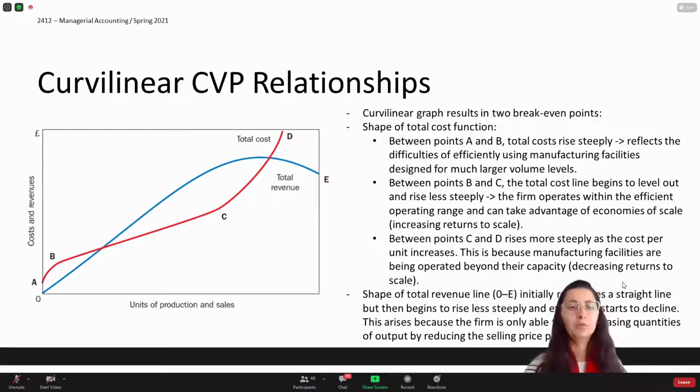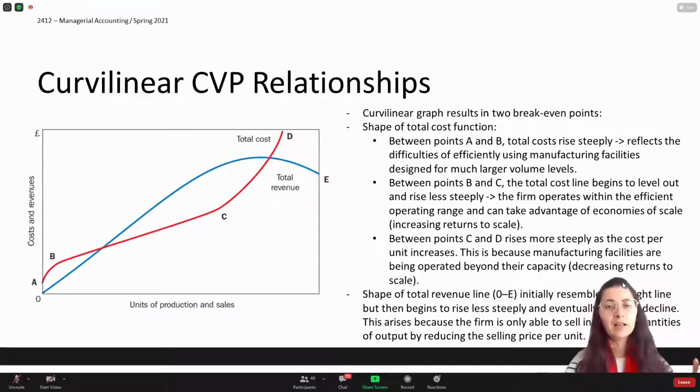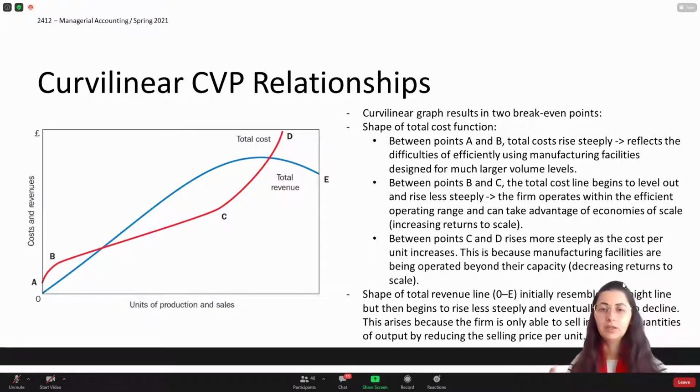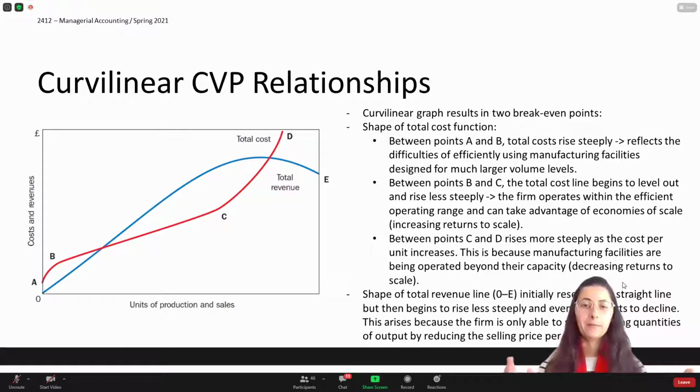So between points B and C we have a lower slope because they already know how to do things. So the cost of each extra unit is not that much. This is normally where the company should be. In terms of level of activity, they should be operating between points B and C when we look at costs.